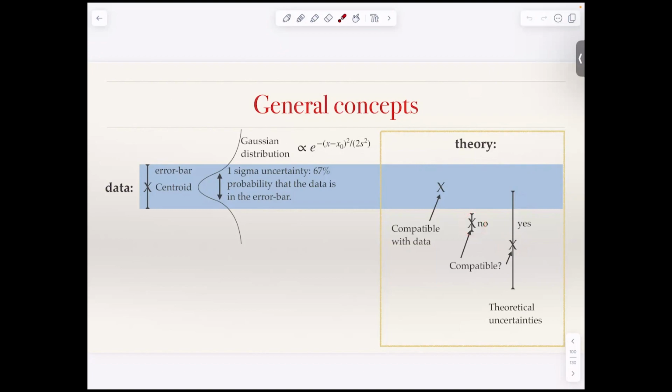But this model, for instance, which may look closer to the data, in fact, when you explore the theoretical uncertainty, you have no overlap with the data. So this model may be less compatible with the data than this model, even though the centroid that you predict is further away. It is just an illustration to convince you that it is extremely important, when you have a model, to estimate an uncertainty associated to this model when you want to compare to data. Okay?